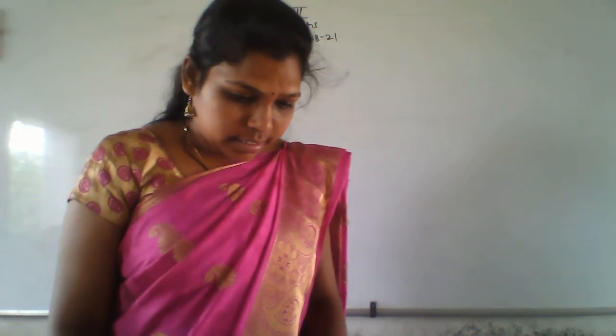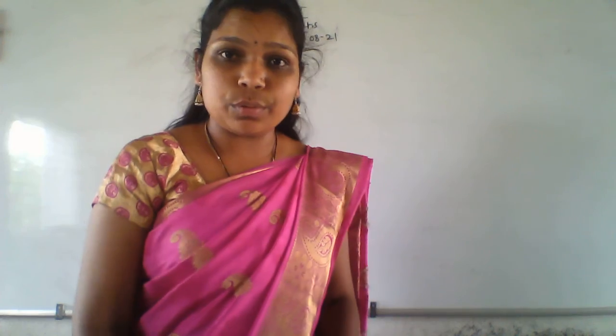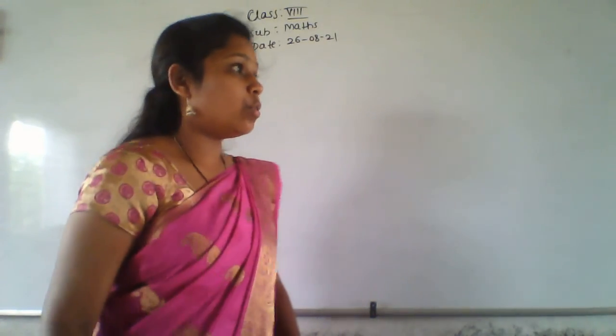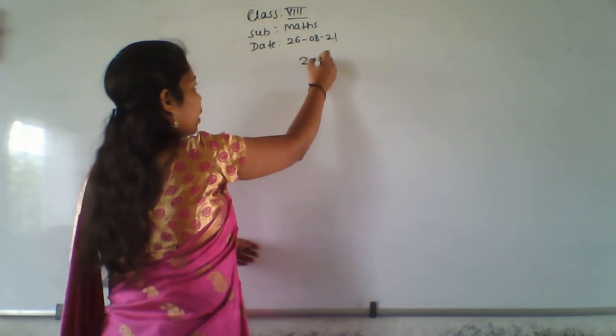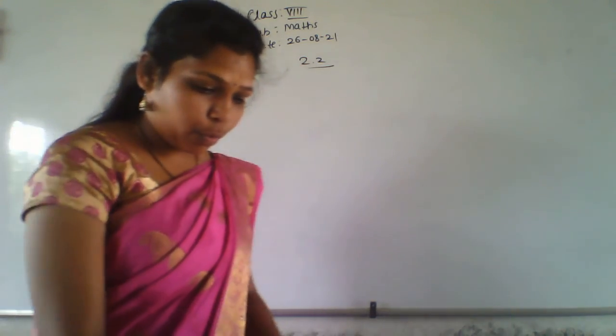So in the last class, I think I sent a PDF about the third main and fourth main in 2.2, right? So now we'll begin with the 2.2 fifth main. So what is the first question here, 2.2?